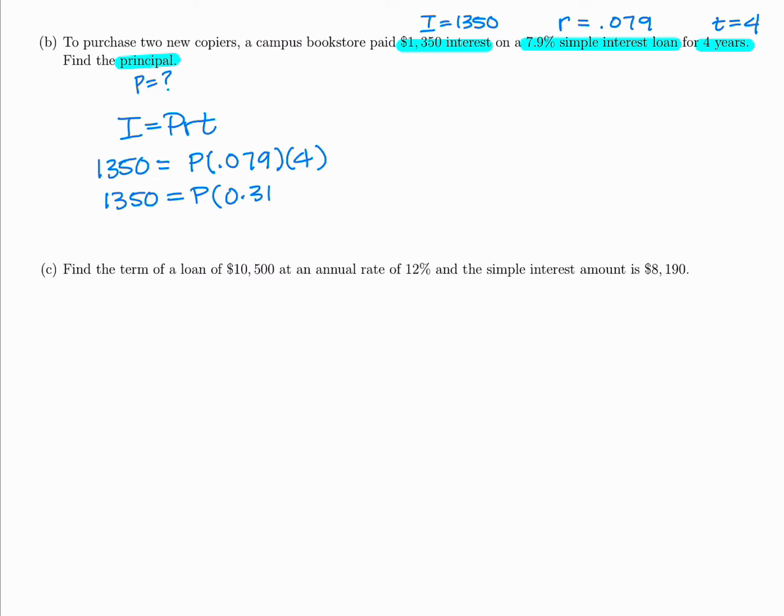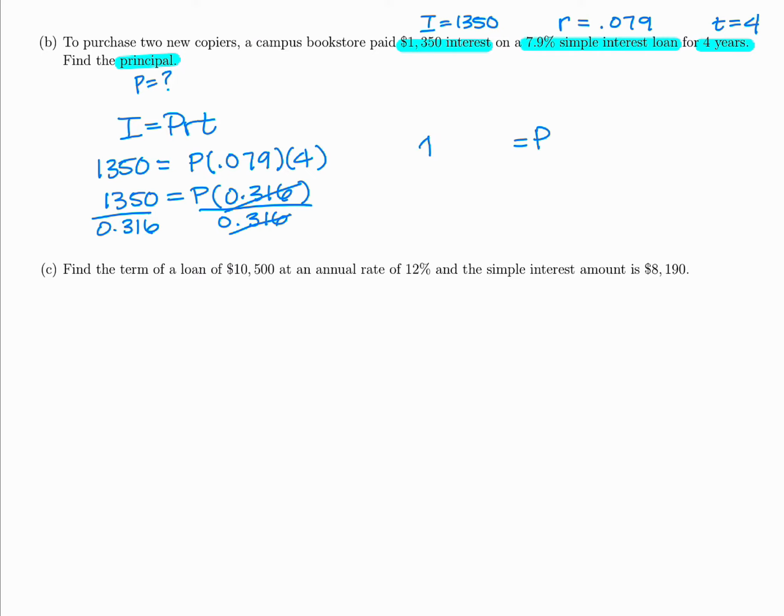That's 0.316. Make sure you're not rounding here. I didn't round there. That was everything that was in the calculator. But make sure you're not rounding. Just round at the end of these kind of problems. And then I can divide by 0.316 on both sides. It cancels over here on the right. And then I have P equals, and on the left, I'll do the 1,350 divided by 0.316.